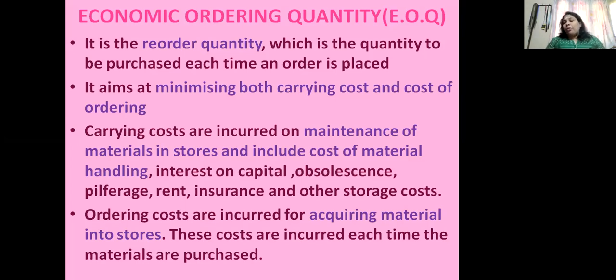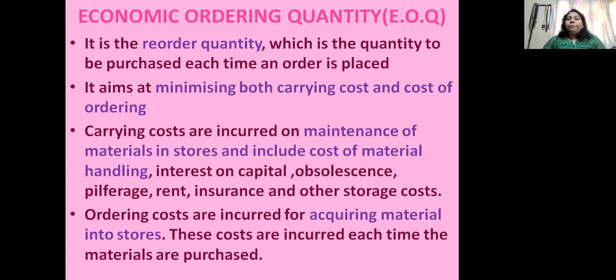So there is a formula to calculate the reordering quantity, which is the quantity to be purchased each time an order is placed. So when you calculate the EOQ, you get an idea about the amount of materials that I'm going to order every time I place an order. Okay. So this will reduce my carrying cost and cost of ordering. That's why each and every factory calculates economic ordering quantity.